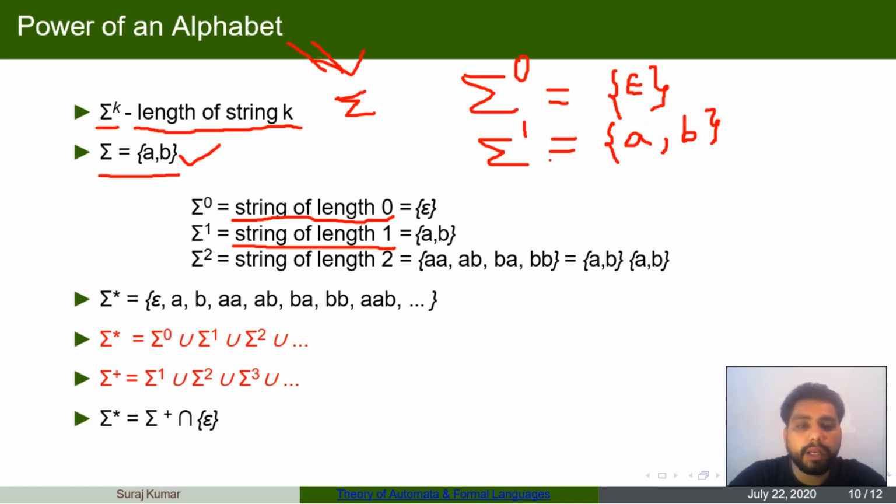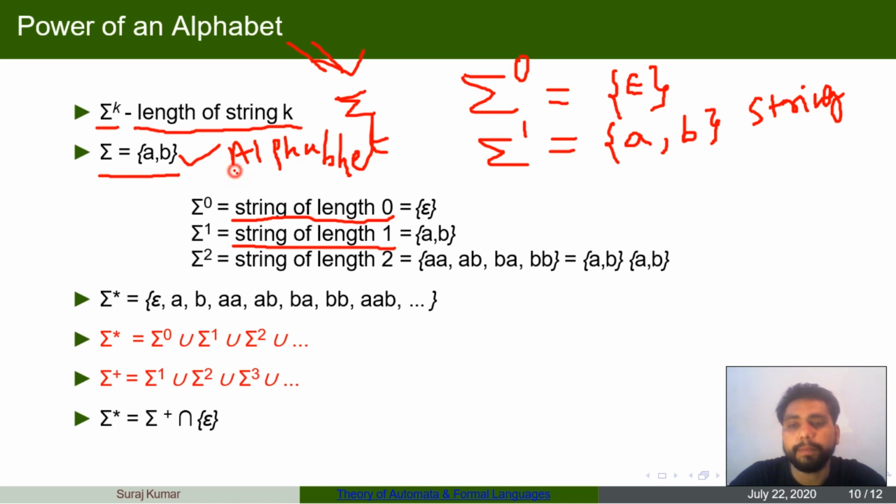Here you can see that sigma to the power 1 looks equal to sigma, but there is a difference between these two. Sigma to the power 1 is a set of strings of length 1, and sigma is the alphabet. This is the difference to note, so remember it. These two are not technically equal: sigma to the power 1 is not equal to sigma.